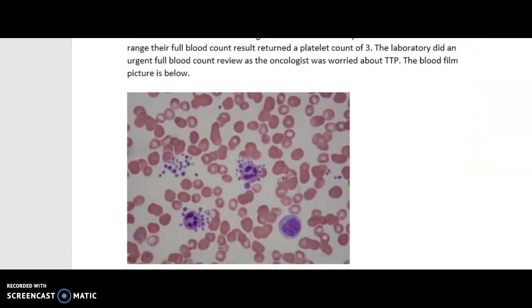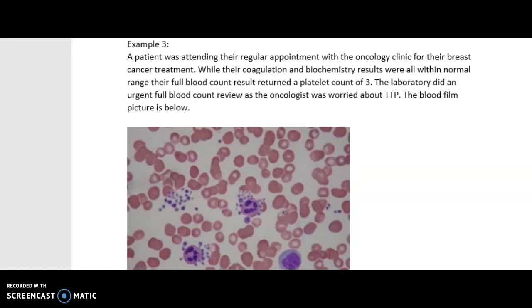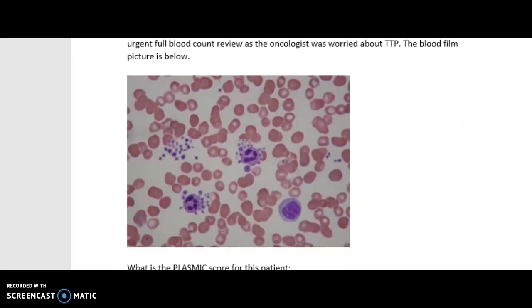When we're looking at the third example, we have an oncology patient, so that platelet count could be caused by the chemotherapy, and that's why the doctor could be concerned. They could be concerned the patient has TTP because low platelets panics everyone. However, the coagulation results were normal, the biochemistry was normal, the full blood count was normal, but a platelet count of 3. So we would do an urgent blood film before we accept that result. And if we saw this, well, I can see there's more than 3 platelets there. And so what this patient has is platelet satellitism.